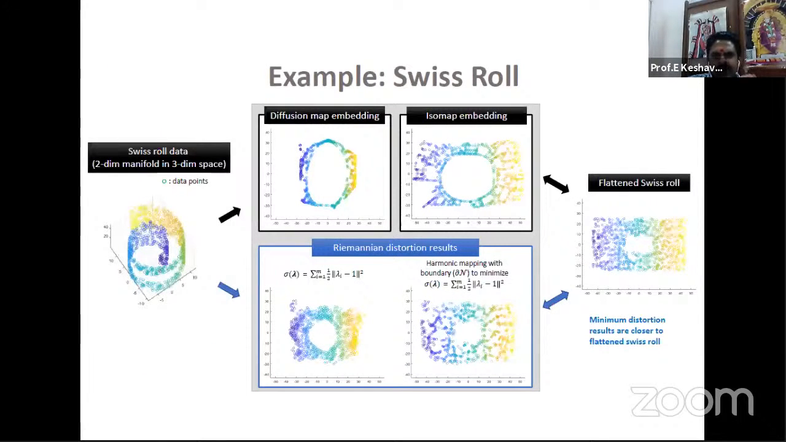So the Swiss roll example is this data, a 2-dimensional manifold in 3-dimensional space, and from this you can have this type of 2-dimensional manifold in 3-dimensional space. You can see the graph like this. Harmonic mapping with boundary, down to minimize the sigma lambda. So this is what is happening in Riemannian distortion. Okay, so flattened is this one, and this is the thing.